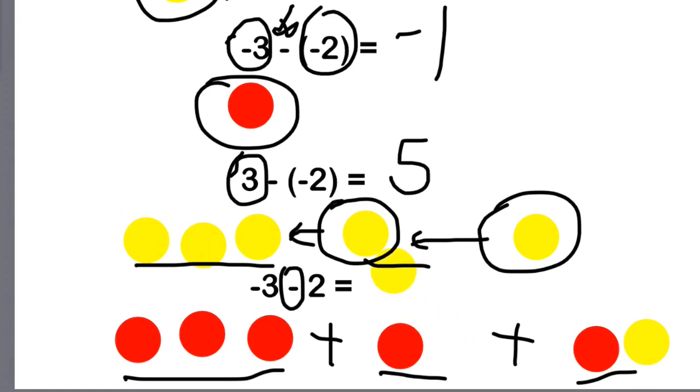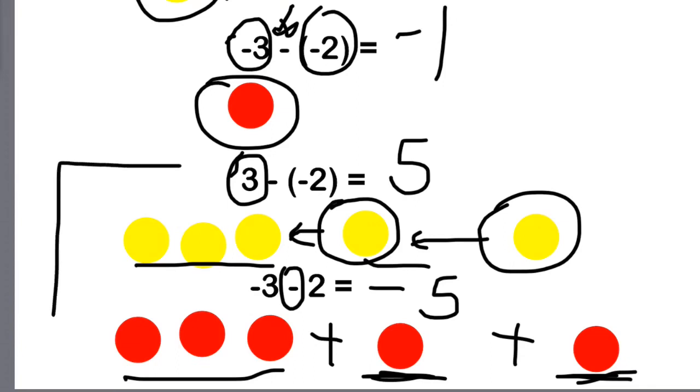So now I can take away 2 positives. But these negatives are now not a 0 pair. They have a value, and they have become part of my solution. So my answer to negative 3 minus 2 is now negative 5.